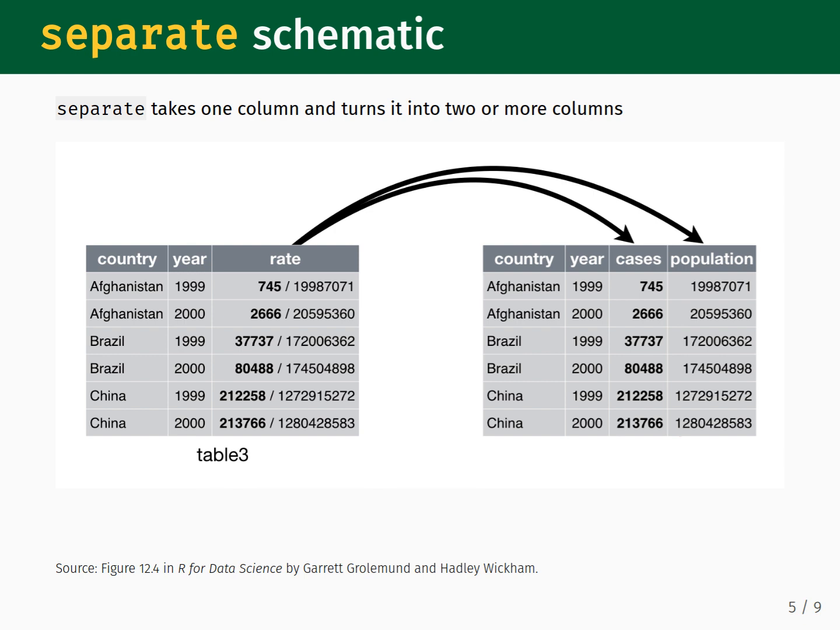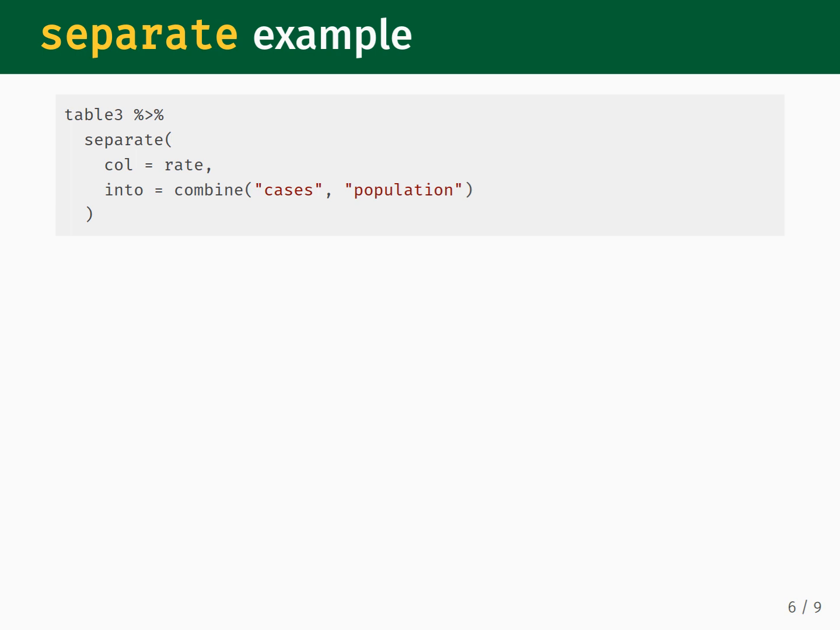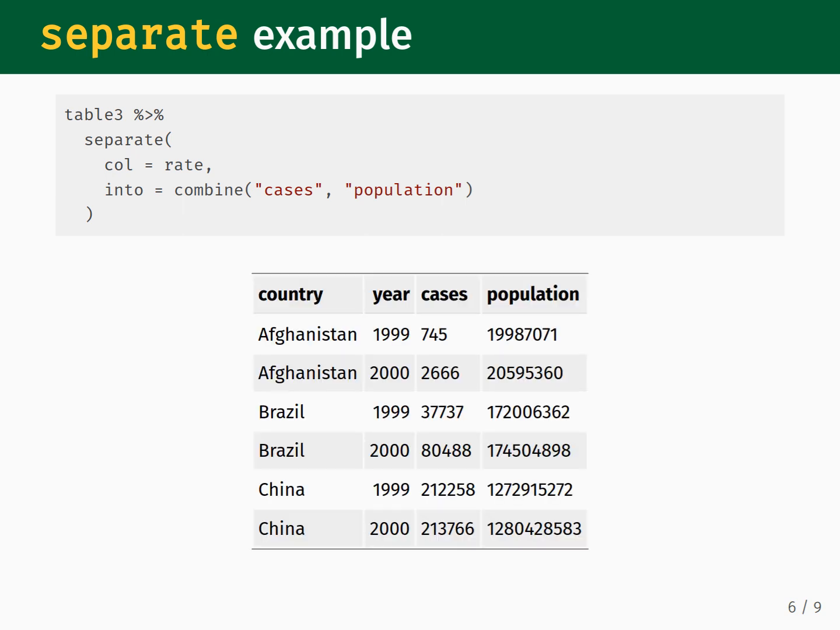Here is the code that implements the reshaping process we just saw in the schematic. We take Table 3 and pipe it into separate. For the COL input, we set it equal to rate, which is the column that we want to separate into multiple columns. For the into input, we set it equal to a vector containing the text values cases and population. We create the vector using the combine function. We execute the commands and we end up with the following table. This is the same as the tidy version of the table we saw earlier, so we have achieved our goal of making Table 3 tidy.